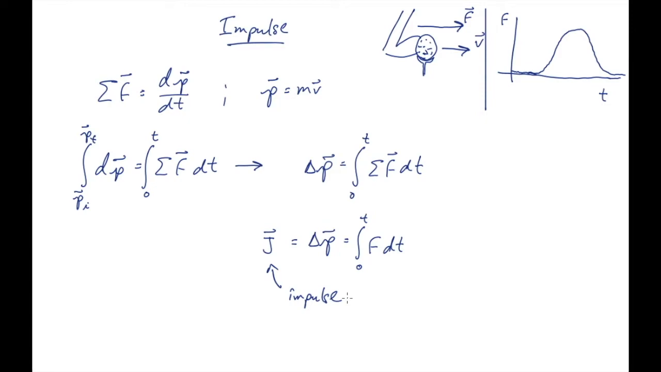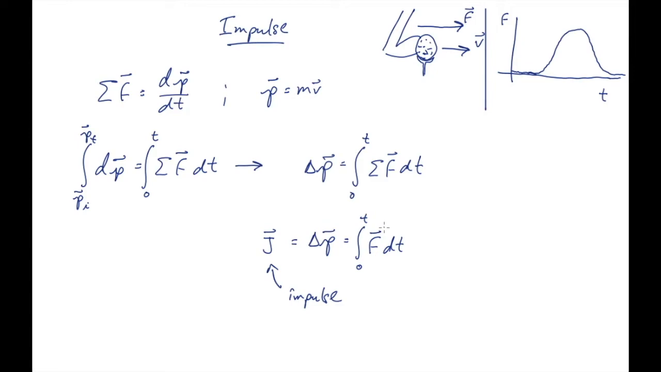Okay, so what is the impulse? Well, it's the change in momentum, and it equals the integral of the force on an object over time. So you can consider the impulse to be this integral right here. The force acting for some time changes the momentum, and those things are what we call impulse. That should be a vector.